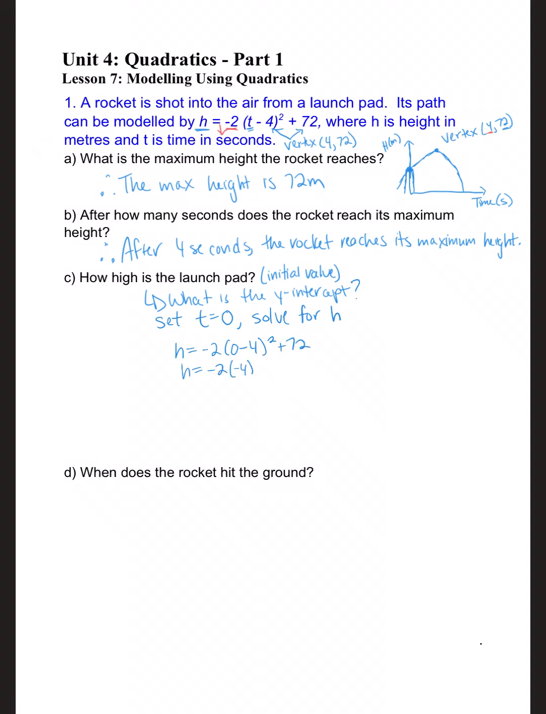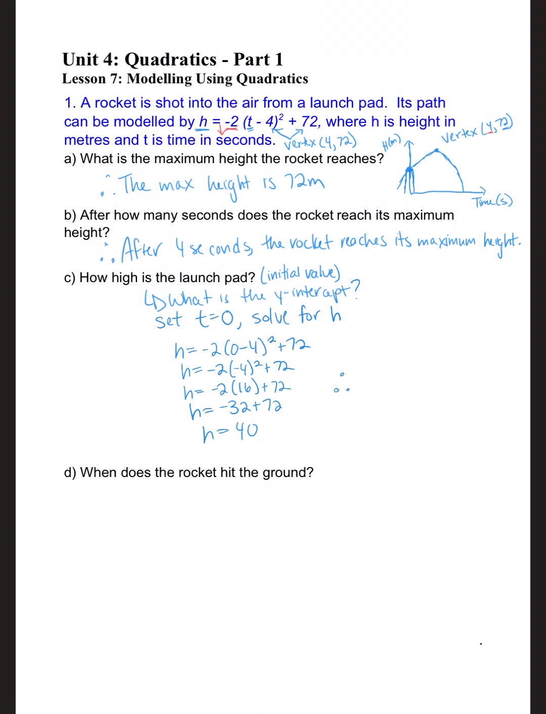Okay, and we'll get -4 squared plus 72. So this will be 16. Making sure that we do order of operations correctly, -2 times 16 is -32, plus 72. So our height equals 40.